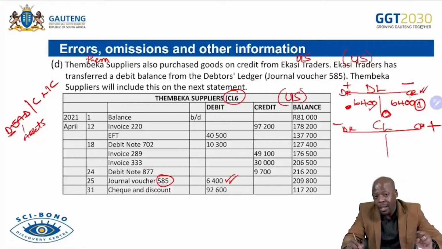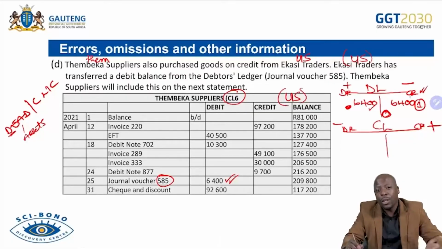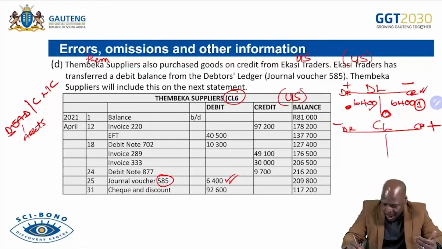We are transferring from the debtors ledger. In simple words, we're saying we owe them, they owe us. All right? That is what in simple words it means. We owe them, they owe us. So we are transferring now the debit balance in the debtors ledger. And by transferring it, here becomes entry number 1.